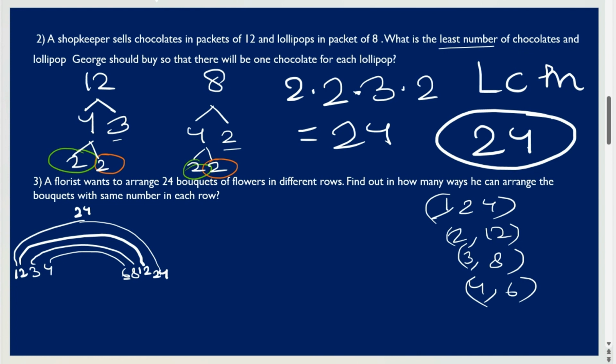So if we say these were the rows and these were the bouquets, so here this would mean there was 1 row of 24, 2 rows of 12, 3 rows of 8, and 4 rows of 6. But then we can also switch it up, right? So 24 rows of 1, 12 rows of 2, 8 rows of 3, 6 rows of 4, right?